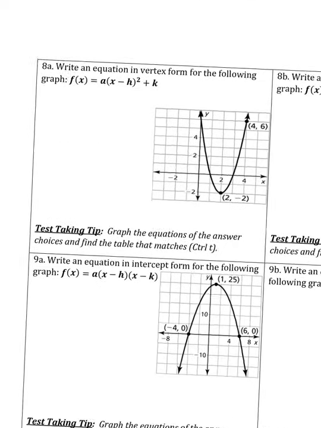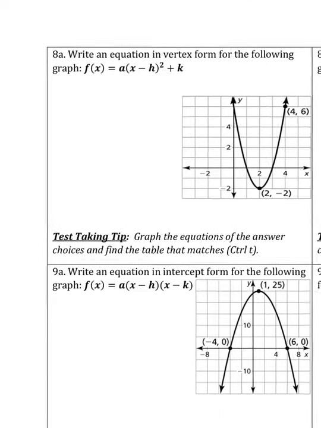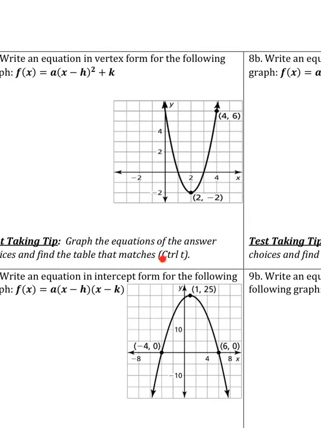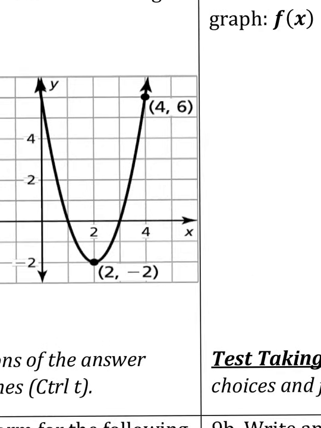Let's see here. Let's move on to number 8. Another one that you can graph. Graph your answer choices and then press Control T. It's going to be just like one we did earlier. You have a vertex down here, so that means you have h and k. And then you have a random point here, so that's going to be x and y.